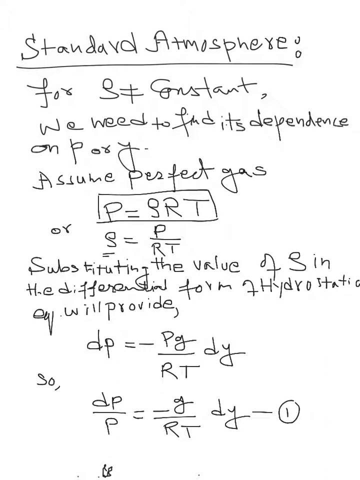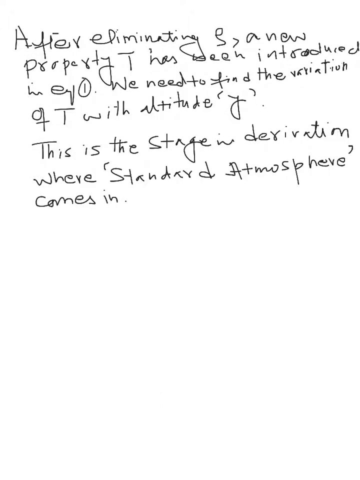But here I have to consider the dependence of my temperature on the altitude also, because this dy is the altitude, so this T is a function of y. So I have to introduce a function of temperature T such that I can perform the integration, which I will do next. Now after eliminating the density from the equation, a new property named temperature T has been introduced in equation 1, and we need to find the dependence of this T on altitude.